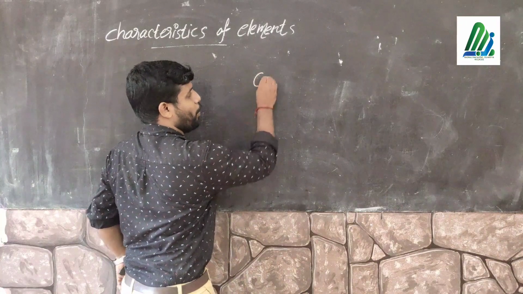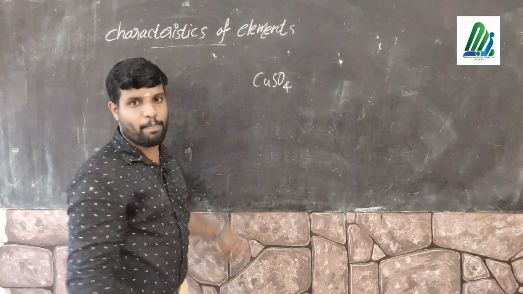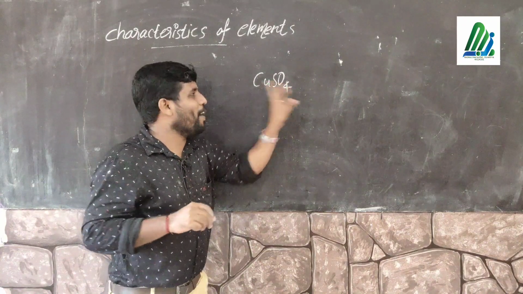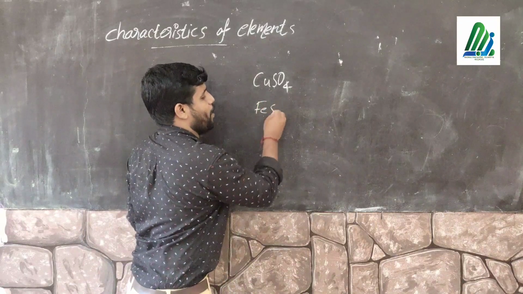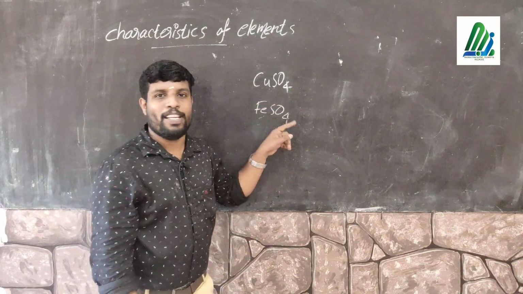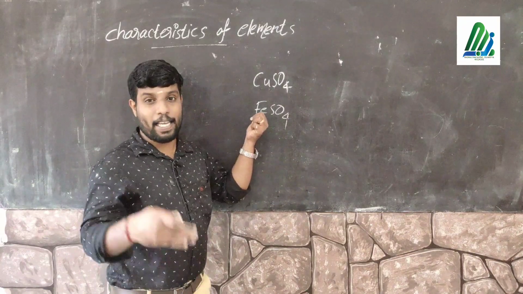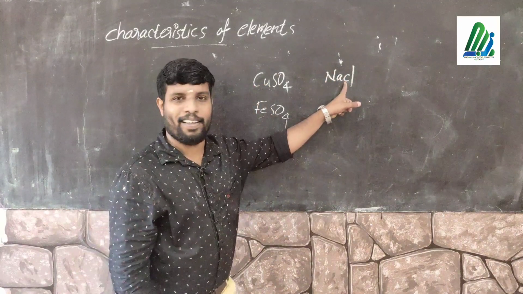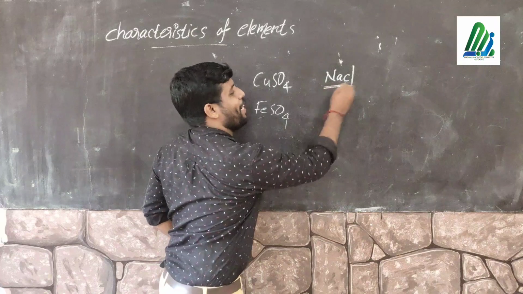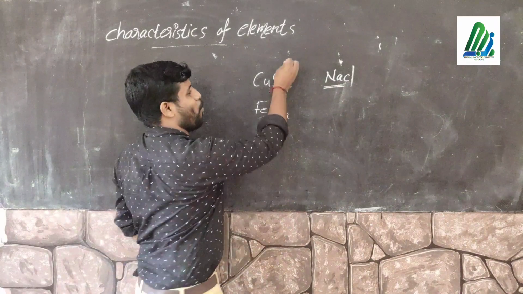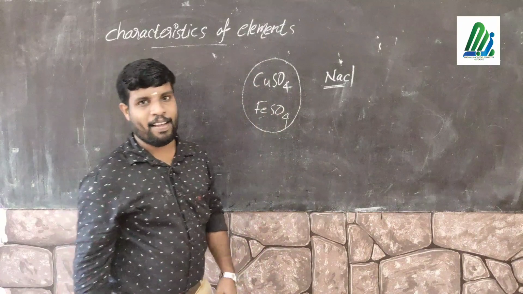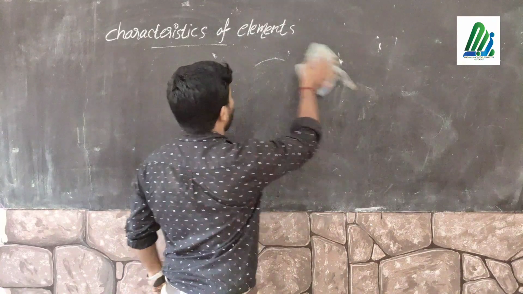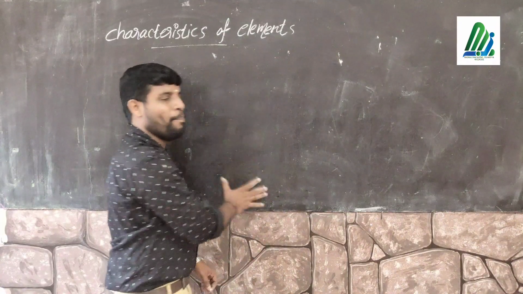For example, CuSO4, copper sulfate, is a blue colored salt, the salt of copper. Copper is a D block element, so it forms colored compounds. Then FeSO4, ferrous sulfate, is a green colored salt, and Fe is a D block element. Another one, sodium chloride, common salt, is colorless because sodium is an S block element. So we generalize that the compounds of D block elements are colored, because of the ions. That is the case of D block elements.